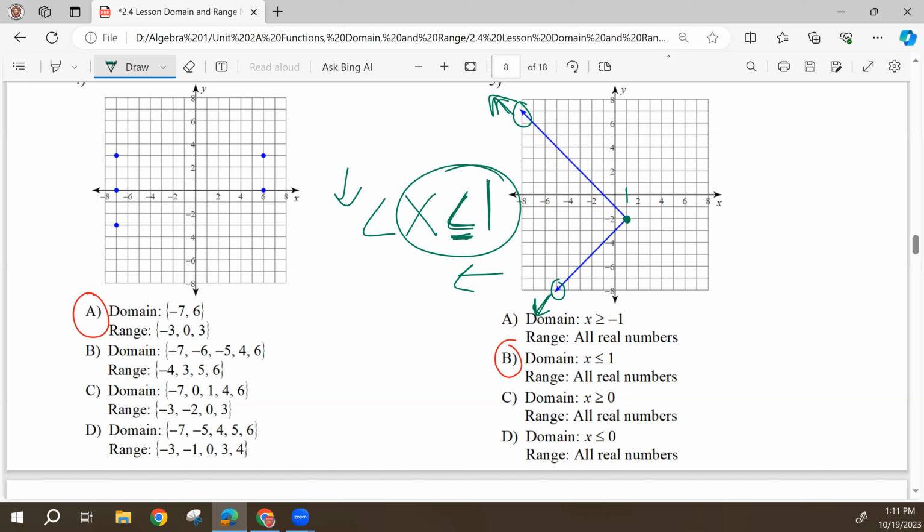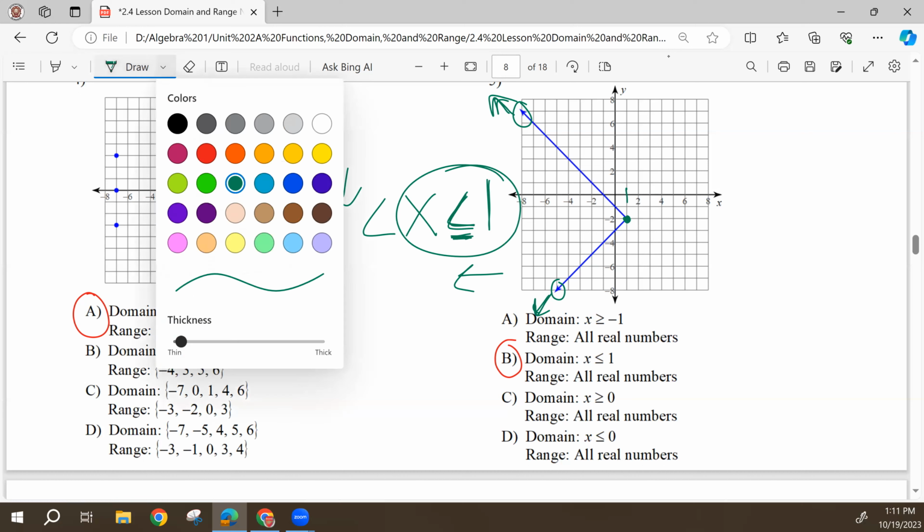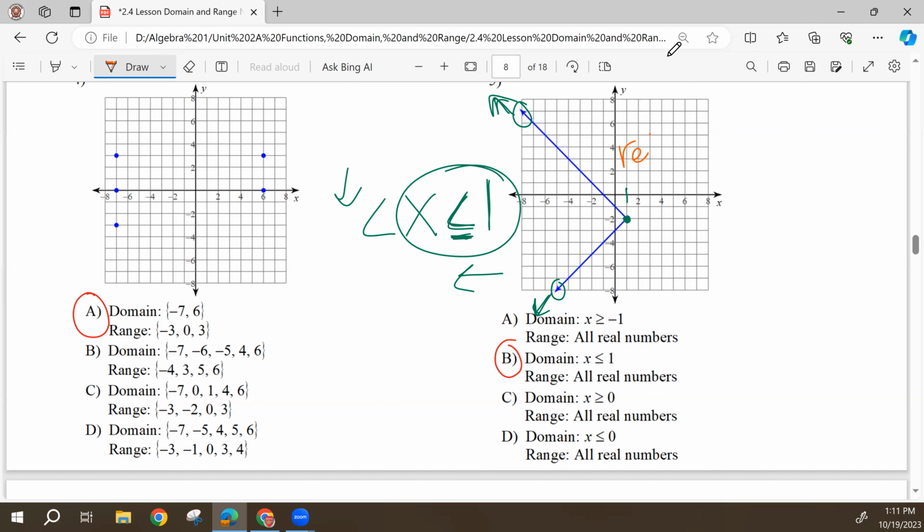And you might recognize, hopefully, that this is a relation and not a function because we have some points that have the same x value.